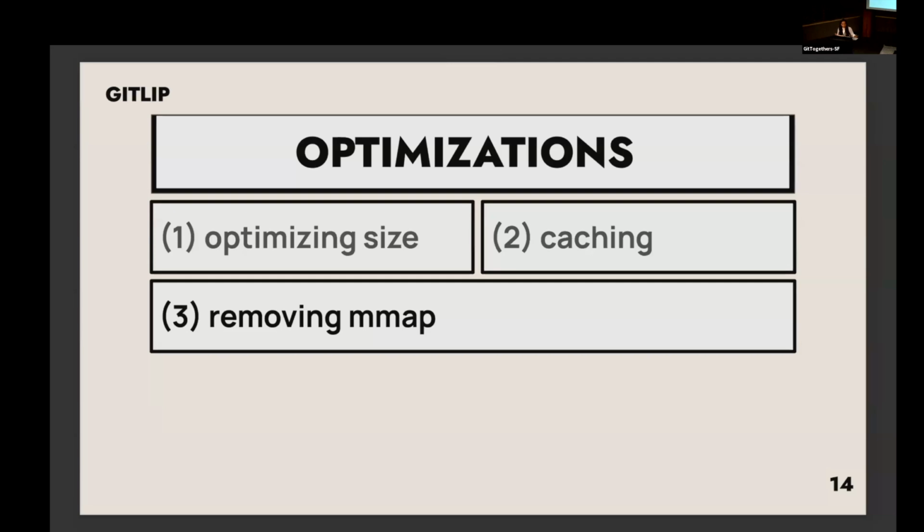So, removing mmap. libgit2 uses memory mapping and the mmap system call when reading and writing objects to pack files. This is a good default for typical environments that libgit2 is designed for, but it's not a good match for our resource-constrained serverless environment.